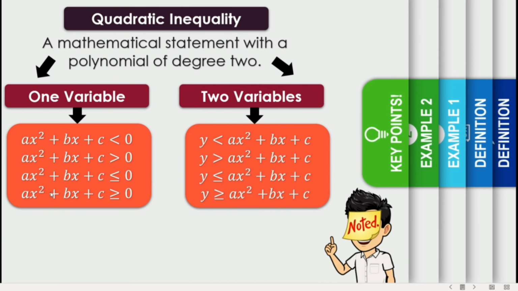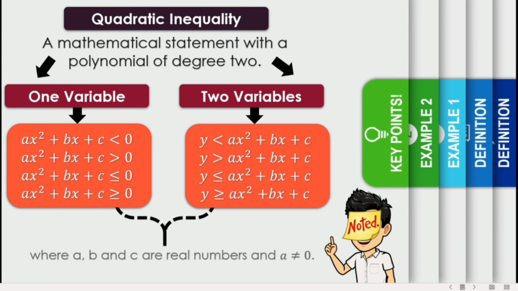The main difference between one variable and two variables are the use of the variables itself. For one variable, we usually use x, and for two variables, we use y and x. So again, we can replace y with f of x or function of x. So these two follow the restriction a, b, and c are real numbers, and a should not be equal to 0.